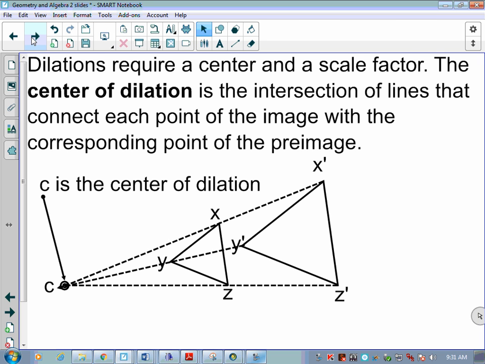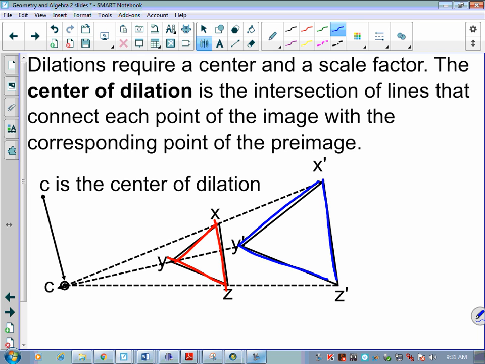If you'll notice, this is my pre-image. This is where I'm starting from. This is what I'm getting after dilation. Is this a reduction or an enlargement? Enlargement. So depending upon what the scale factor is, I'm getting further away from the center of dilation. In fact, I should be the same distance away as I am larger.